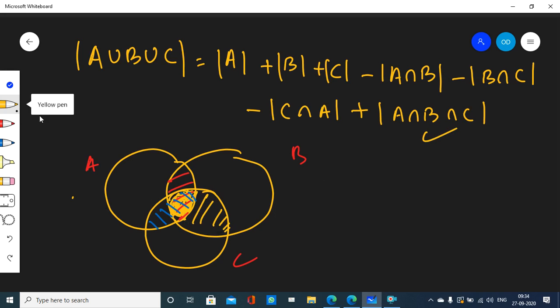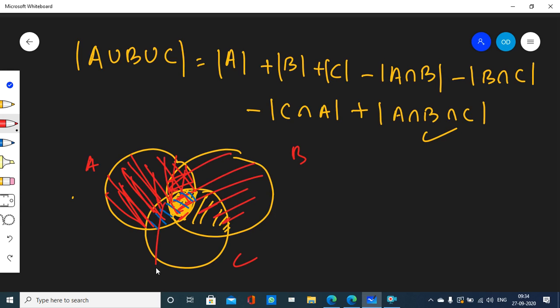And when I say set A, it means the entire set A. Whatever is inside set A, that all is set A. Remember. Similarly, this is set B. Similarly, this is set C. You already know this. Okay, let's move on.